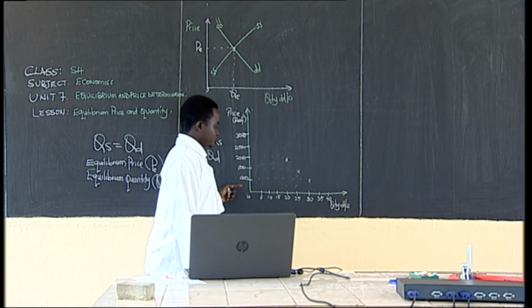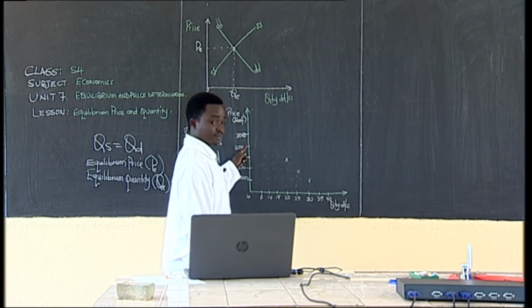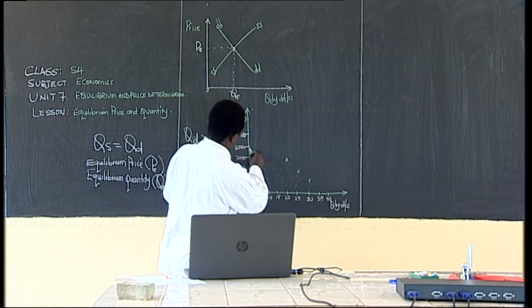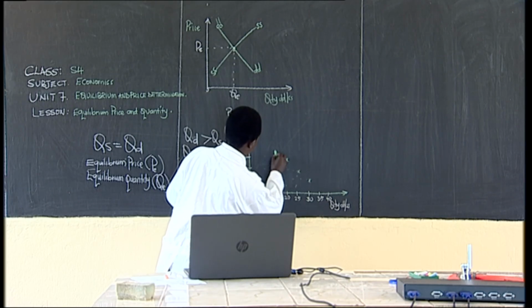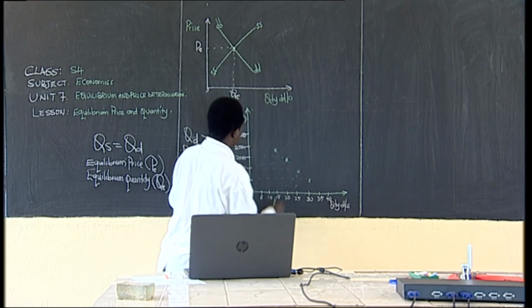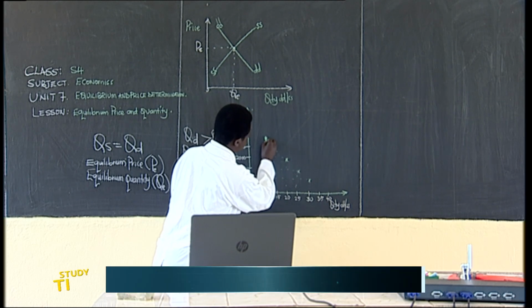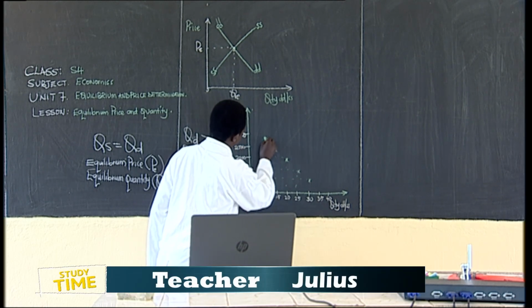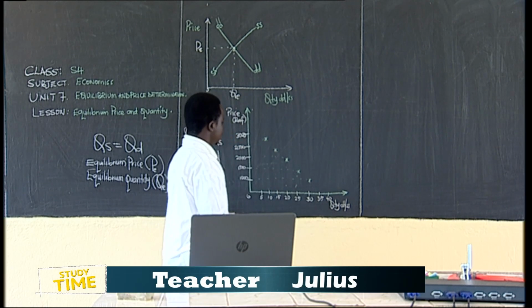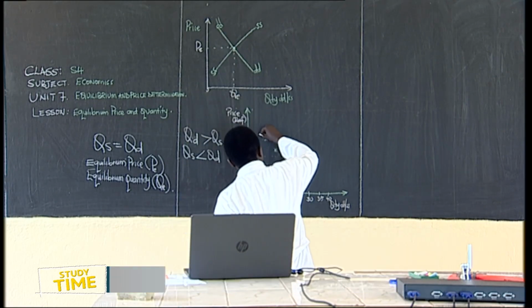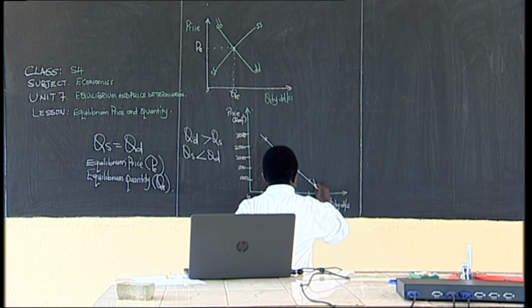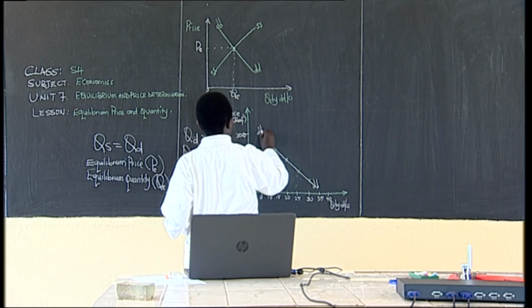Then at 2,500, we have 15 kilograms that were demanded. At 3,000, we have 10. You can try to check. So here, you can try to draw your demand curve.